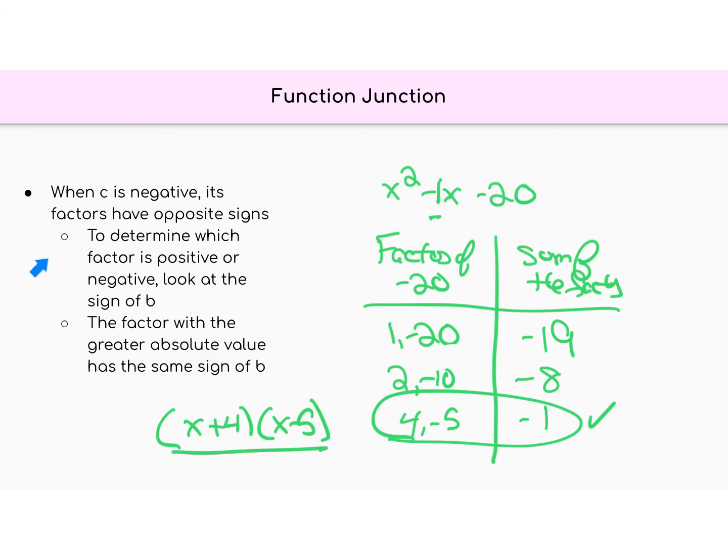Finally, our key takeaways here. C is negative. To determine which factor is positive or negative, we have to look at the sign of b, and in this case it's negative. So we want the greater absolute value to have a sign that is negative. We want more negatives than positives. Okay, we found our factors, and we write our final answer.